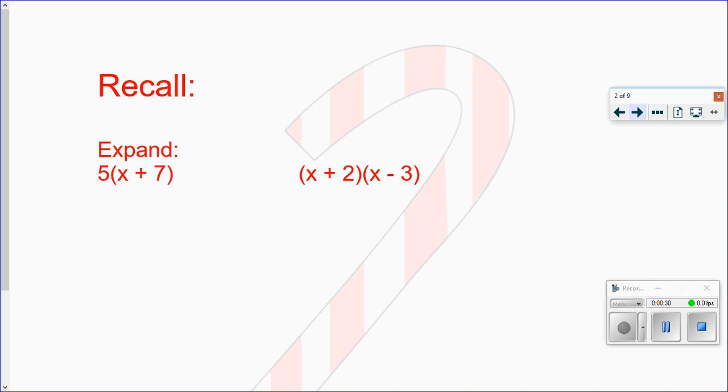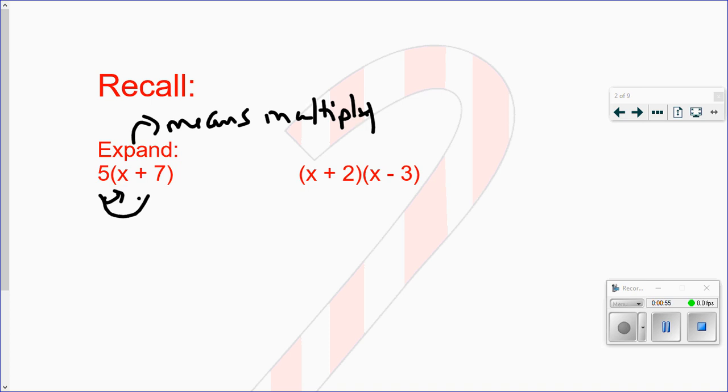Now, before we get too far into things, we're going to remind ourselves of a few previous skills. So for example, expand. Expand means multiply. And what we're going to do is take the first term and multiply it by everything inside the brackets.